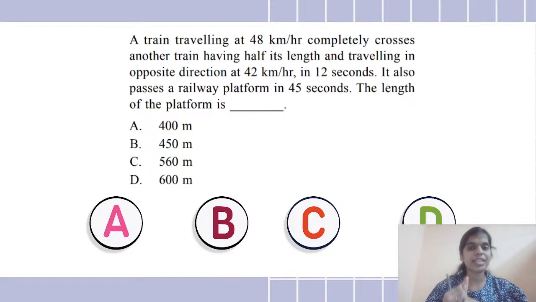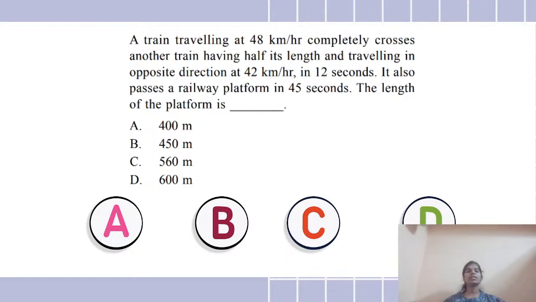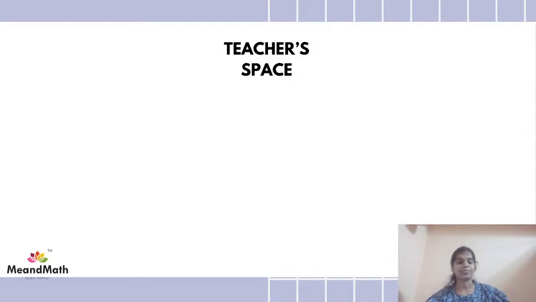Now, a train is traveling at 48 kilometers per hour, completely crossing another train having half its length and traveling in the opposite direction at 42 kilometers per hour in 12 seconds. It also passes a railway platform in 45 seconds. Then the length of the platform is what they are asking. What we are going to find is the length of the platform.